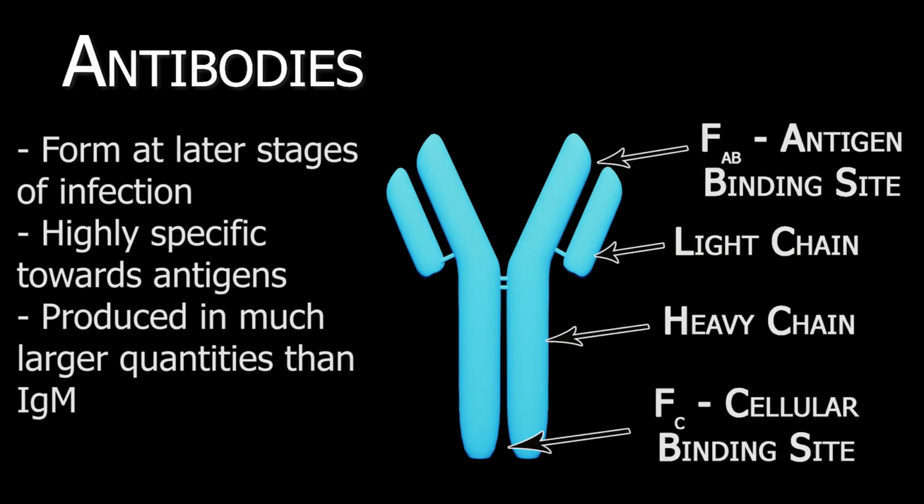Immunoglobulin class G. These are the antibodies you're already familiar with. They form at later stages of an immune response once B cells were exposed to an antigen and had some time to grow. They're highly specific for a particular type of infection. There's a lot more of them and they remain for a long amount of time.